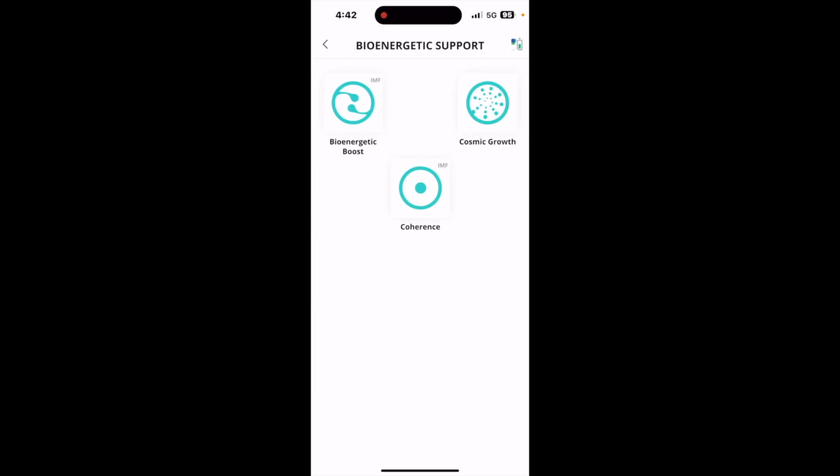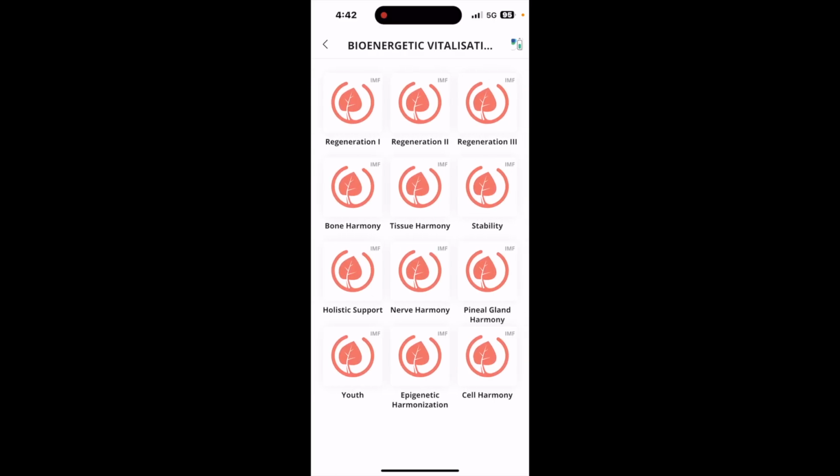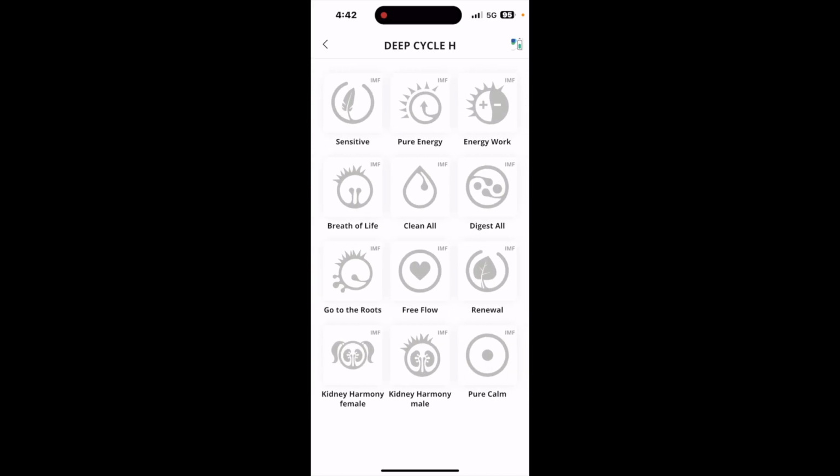All right, then comes vitalization here, nerve harmony. So you can use the nerve over here. You can use the cell harmony over here. Okay, under deep cycle, you can use pure calm. Pure calm is for your nerve. So this will help to manage your nervous system, to balance it.